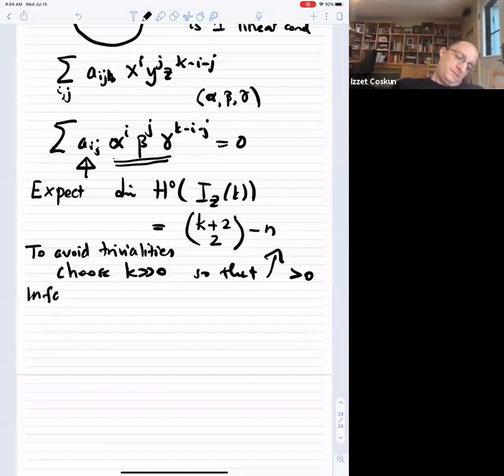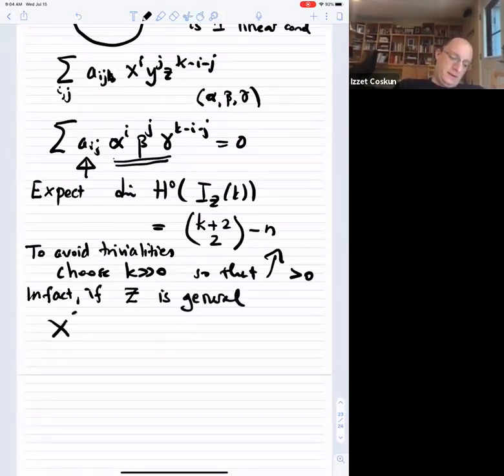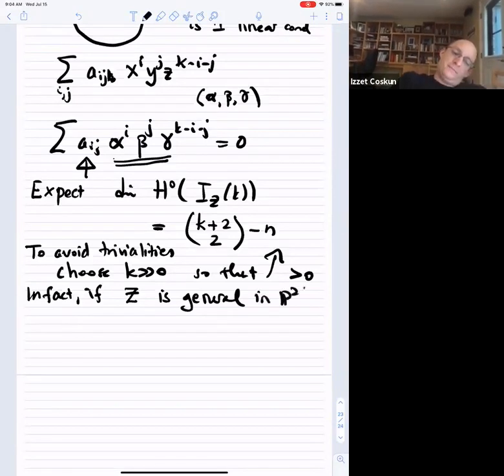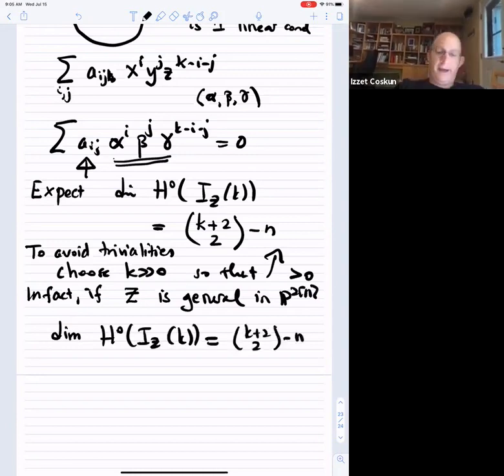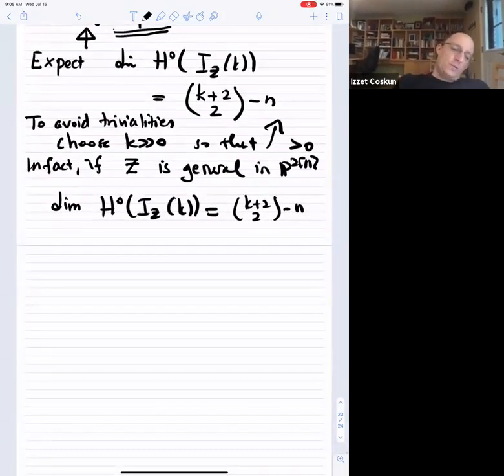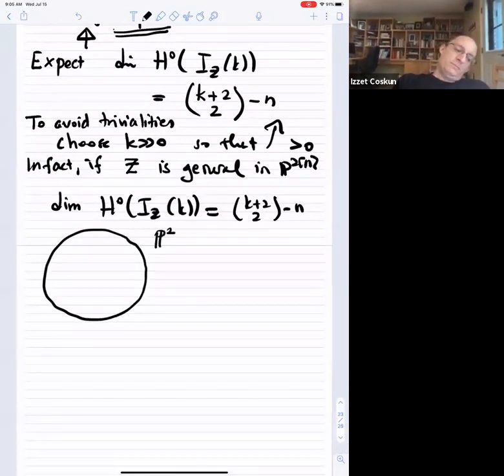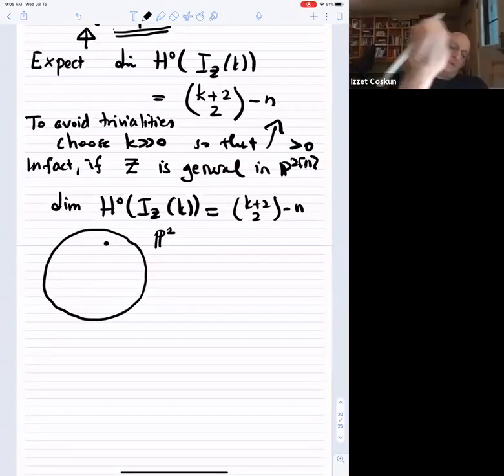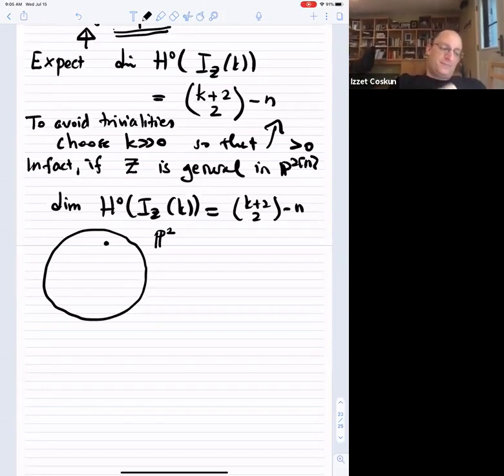In fact, if Z is general, then in the Hilbert scheme of n points of P^2, this dimension is really equal to this. The way you can see this, for instance, is to choose your points one at a time. You start with P^2 and choose a point. That's a linear condition, so that's good. Then you take a section in H^0 of this one point of k, choose a section in there, and choose a point not on that section. Then to say that you vanish at that point cuts the dimension again.